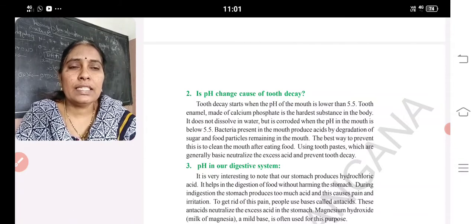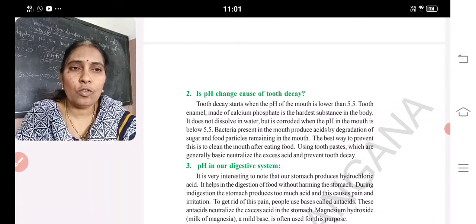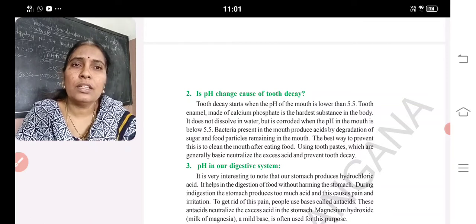So if the pH is less than 5.5, what happens? It produces acids from the degradation of sugar and food particles. The best way to prevent this is to clean the mouth after eating food, using toothpaste, which is generally basic, neutralizes excess acid and prevents tooth decay.